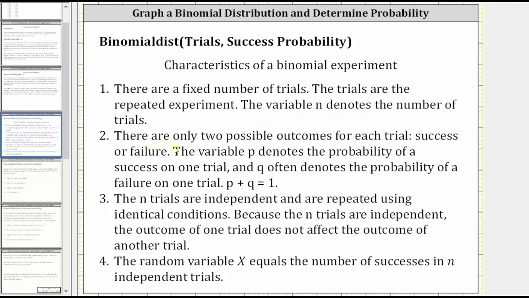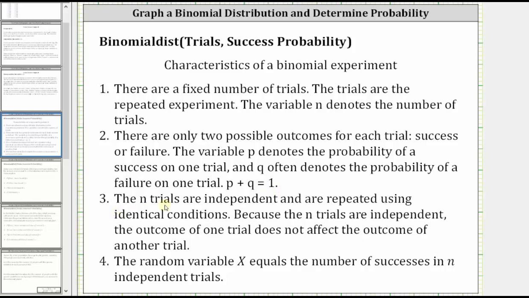Number two, there are only two possible outcomes for each trial, success or failure. The variable p denotes the probability of a success on one trial, and q often denotes the probability of a failure on one trial, and therefore p plus q must equal 1 or 100%.